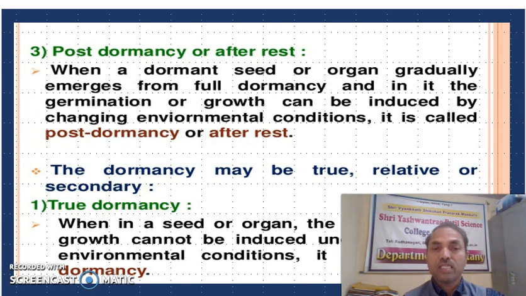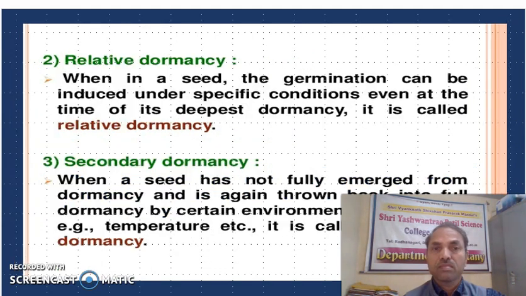True dormancy means that when a seed or organ has dormancy, germination or growth cannot be induced under any set of environmental conditions. Relative dormancy means that in a seed, germination can be induced under specific conditions even at the time of its deepest dormancy. Secondary dormancy means that a seed that has not fully emerged from dormancy is again thrown back into full dormancy by certain environmental conditions, for example temperature.